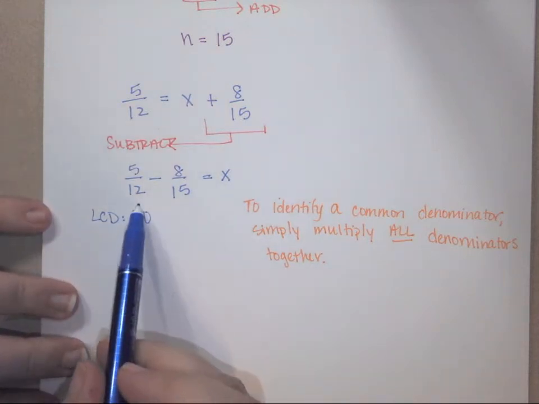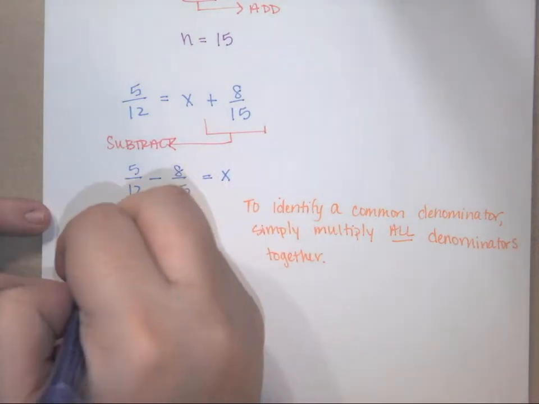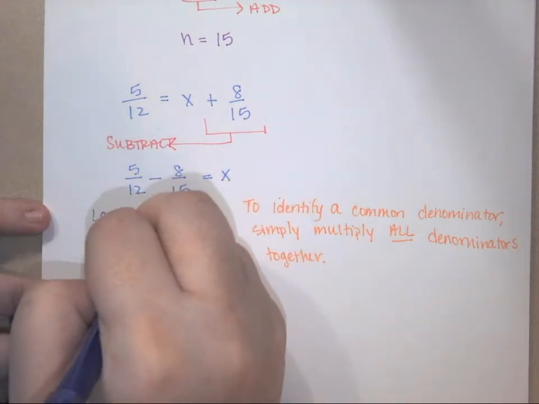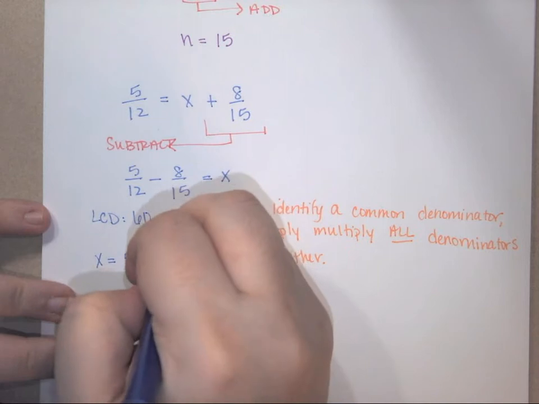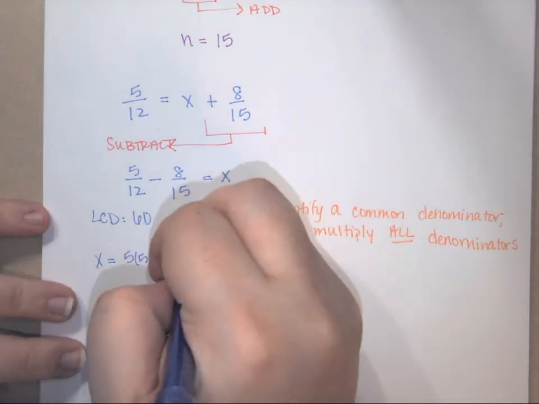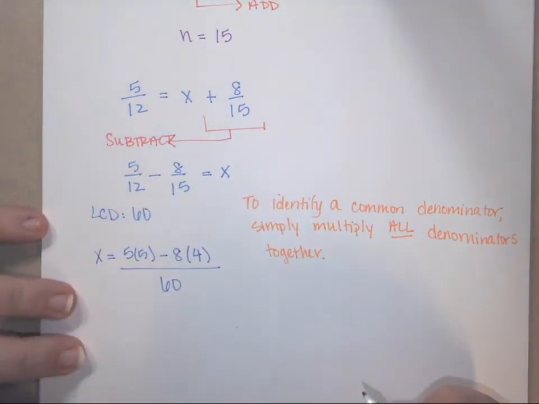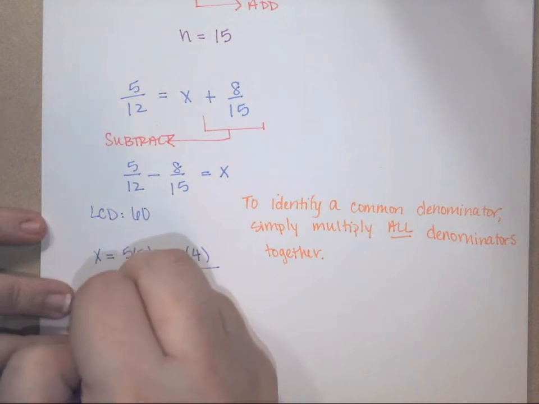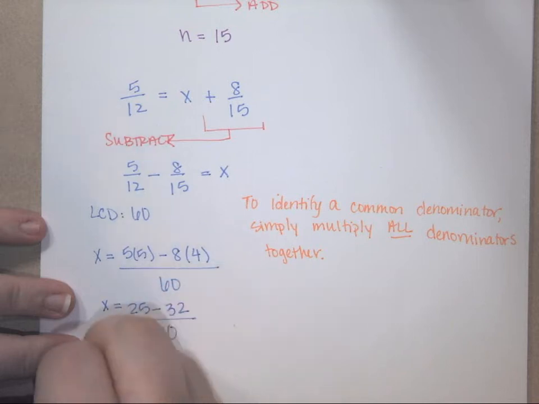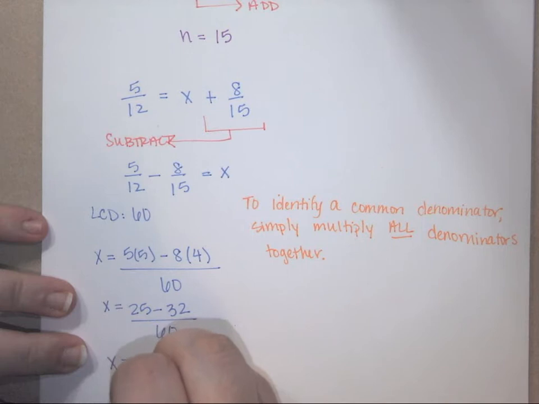So if I look at 12, I have to look at what I need to do to 12 to make it 60. In this case, it's going to be multiplied by 5. So this is going to be 5 times 5 on the top. I'm subtracting 8, and then what do I have to do to my 15? Well, I multiply it by 4. That puts the whole thing over 60. So in this case, I'm going to have 25 minus 32 all over 60. So x is going to be negative 7 over 60.